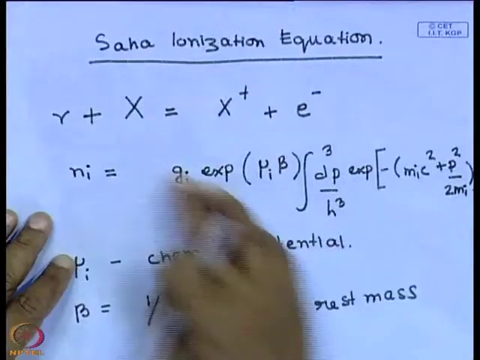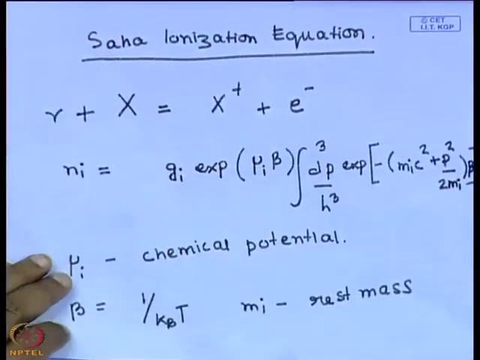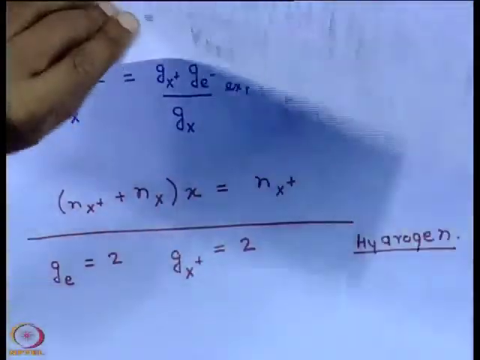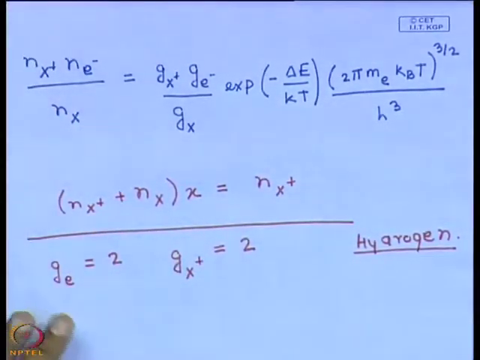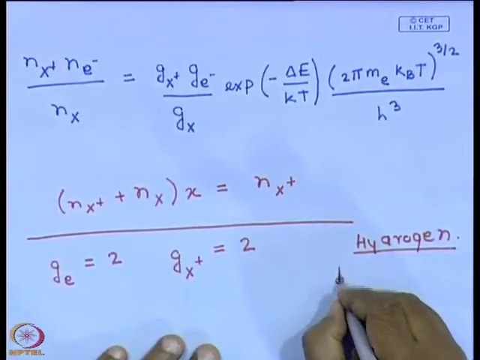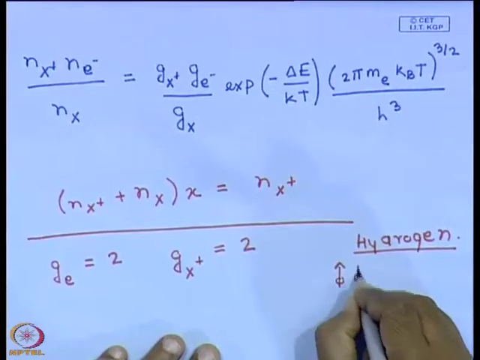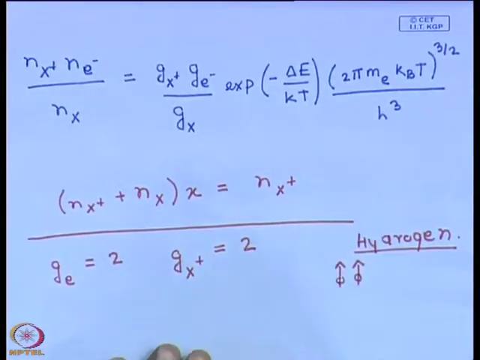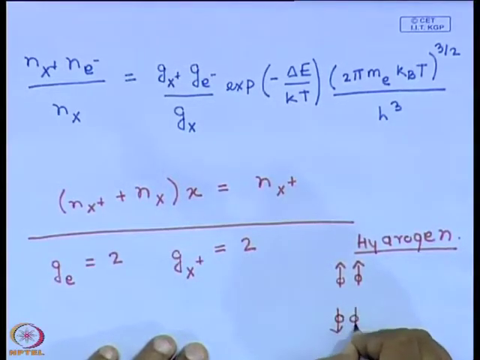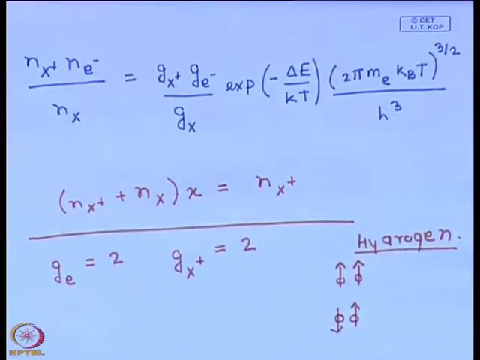And the hydrogen atom, the ground state of the hydrogen atom, there are 2 possible states. In one state, the proton spin and the electron spin are aligned. In the other state, the proton spin and the electron spin are anti-aligned.